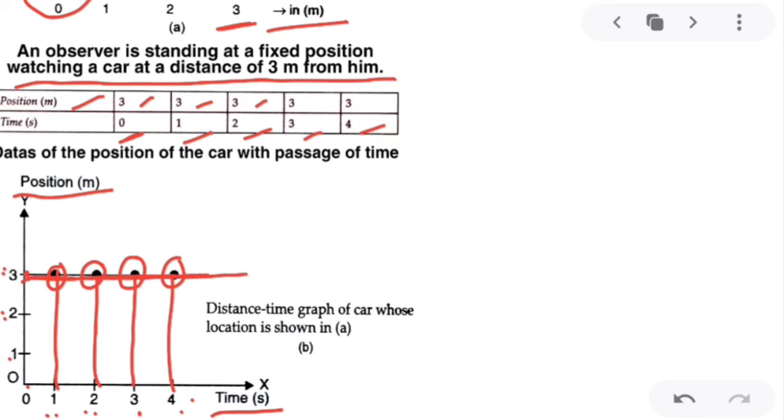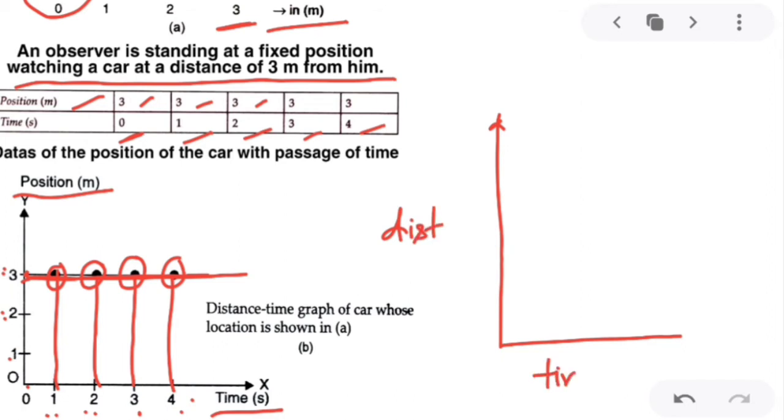Okay, so when the car is at rest, remember, in a distance-time graph, the y-axis is distance and the x-axis is time. If the object is at rest, then the distance-time graph for the rest situation is always a line parallel to the x-axis.